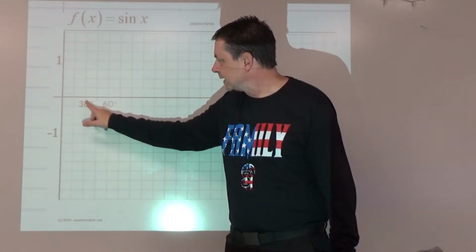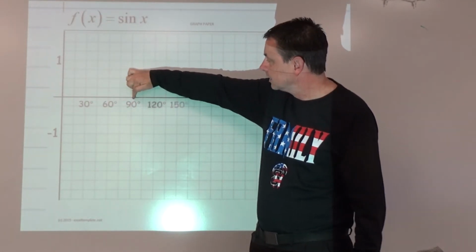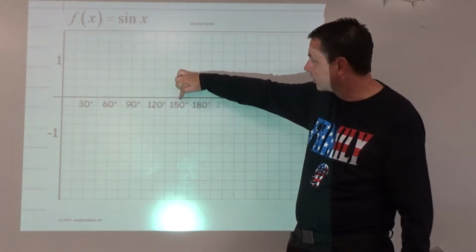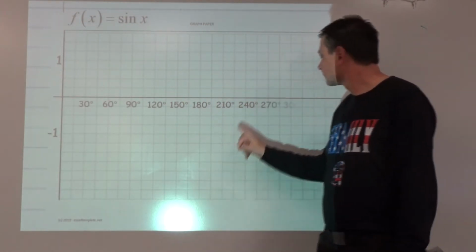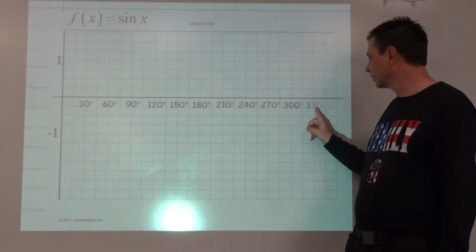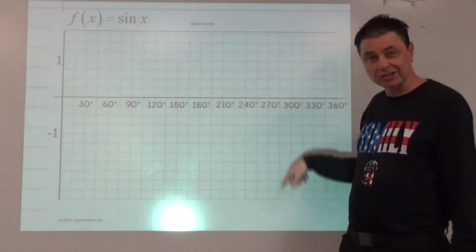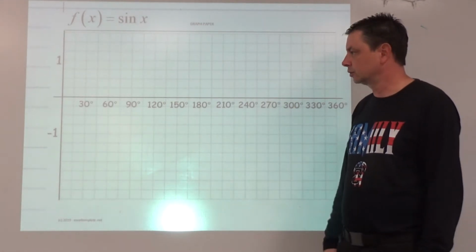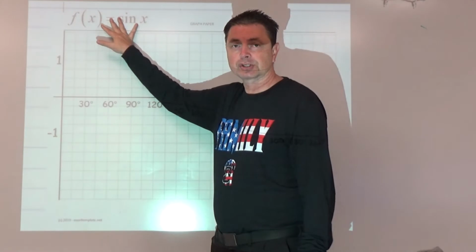We said 2 spaces is going to be 30 degrees, another 2 is another 30 degrees, or 60, 90, keep adding 30 degrees every 2 spaces. Keeps going. 300, 330 degrees, 360 degrees. So we've gone once around the unit circle. We're going to evaluate the sine function.